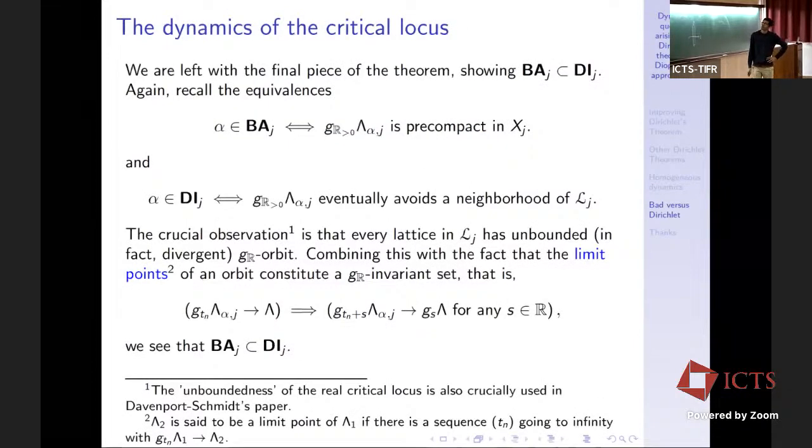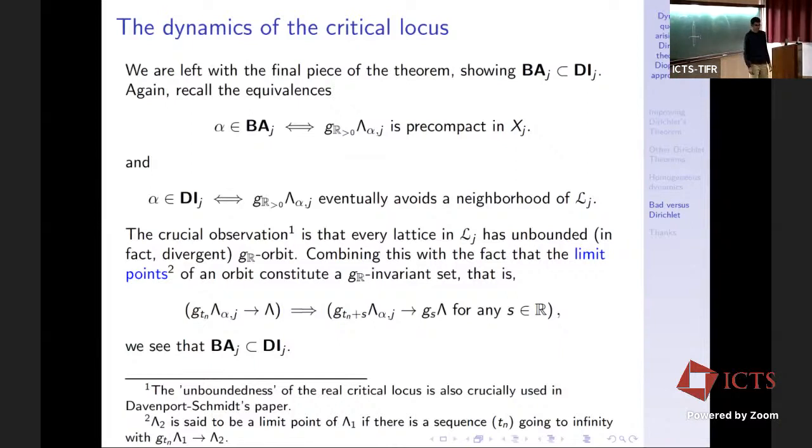Okay. So now maybe I can highlight some dynamics. The last thing to show is, why is BAD contained in DI? Why is bad contained in Dirichlet? So again, let me remind you, alpha is bad if and only if this trajectory is pre-compact in X. And alpha is Dirichlet improvable if and only if this trajectory avoids a neighborhood of the critical locus.